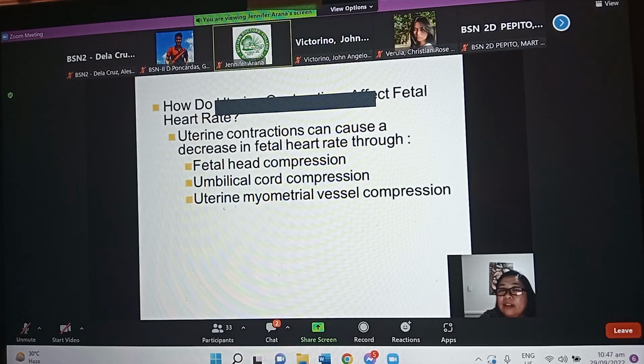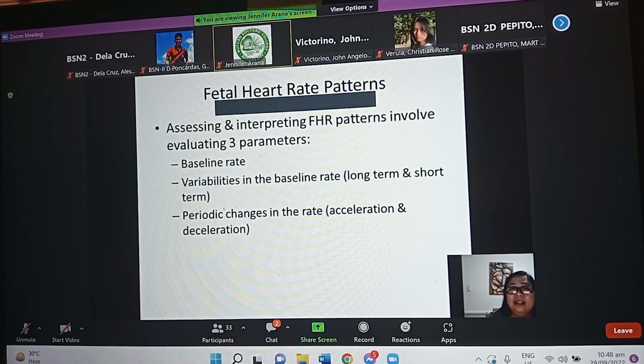How do uterine contractions affect the fetal heart rate? Uterine contractions can cause a decrease in the fetal heart rate through fetal head compression, where the baby's head is compressed, or umbilical cord compression, where the umbilical cord is compressed or pinched, or uterine myometrial vessel compression, where the blood vessels in the uterus are compressed. Then the blood flow decreases and the fetal heart rate decreases.